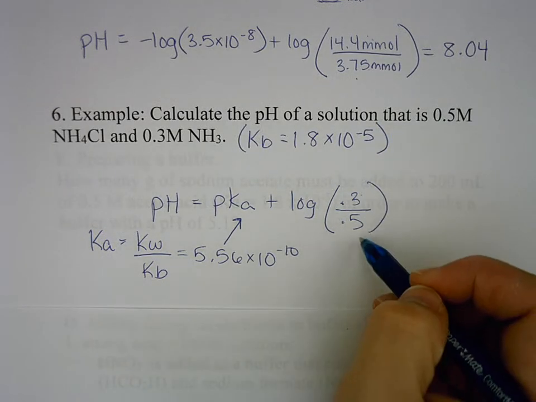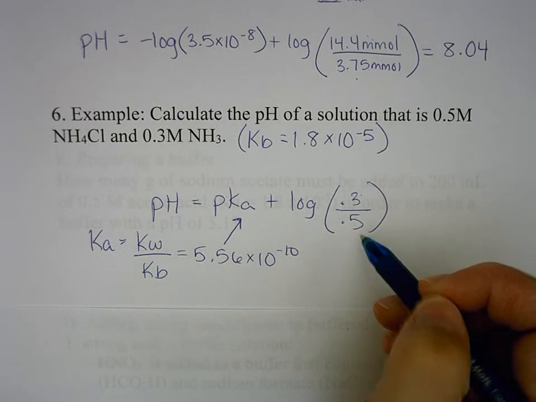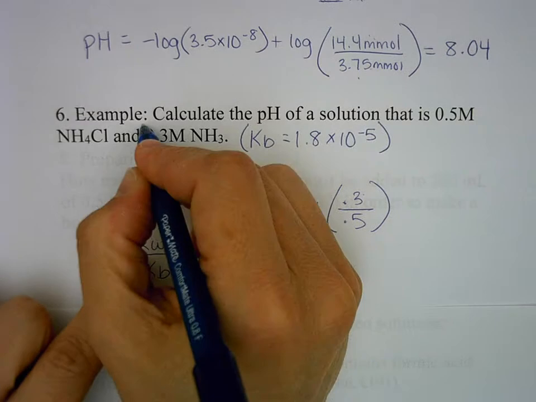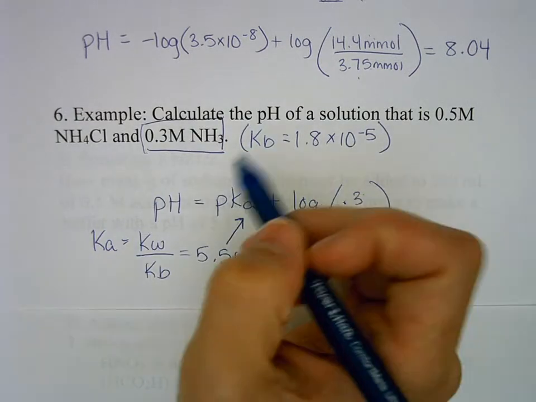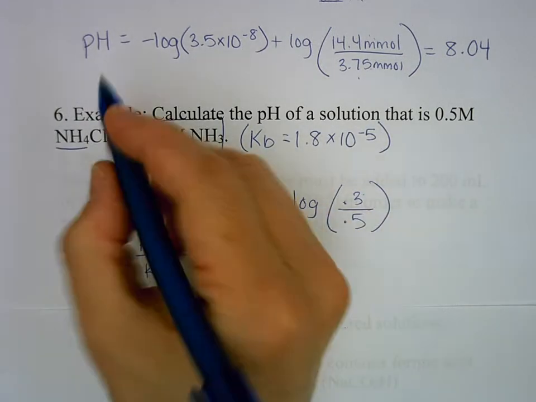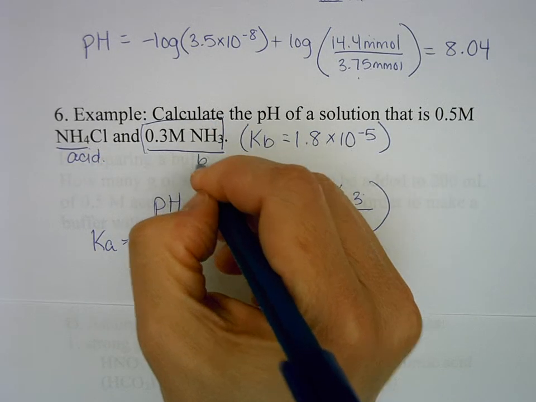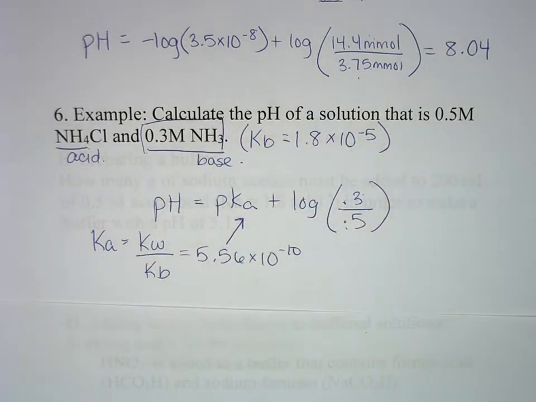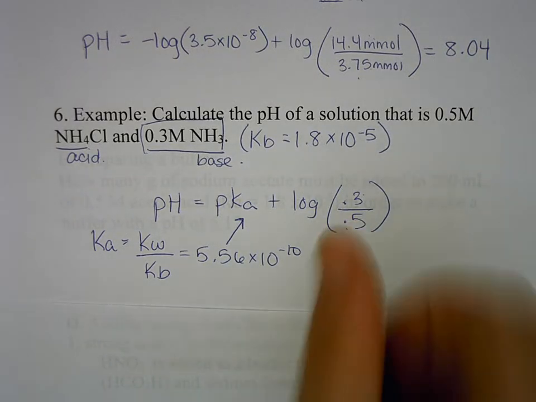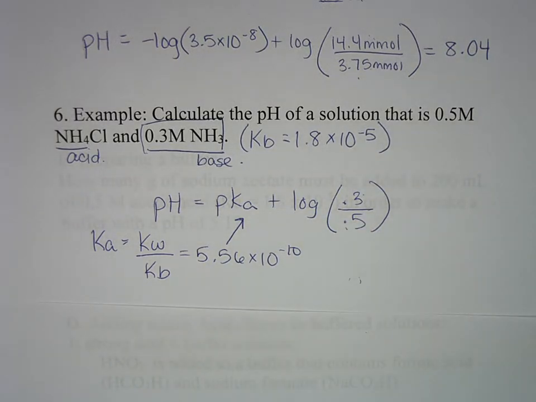It's still the base over the acid. The only difference is that now the base is the main thing and the acid is the salt. So the NH4 plus is the acid part that gets plugged in, and NH3 is the base. That's the only difference. You've got to convert Kb to Ka before you can plug it into this equation. The equation still works.